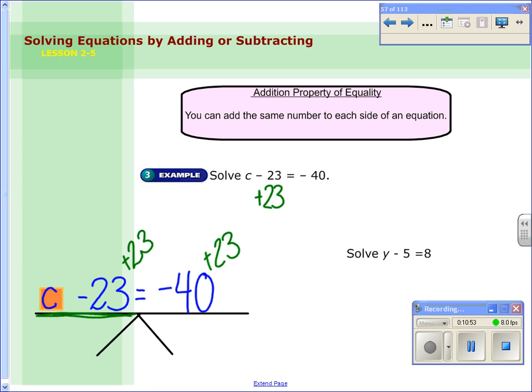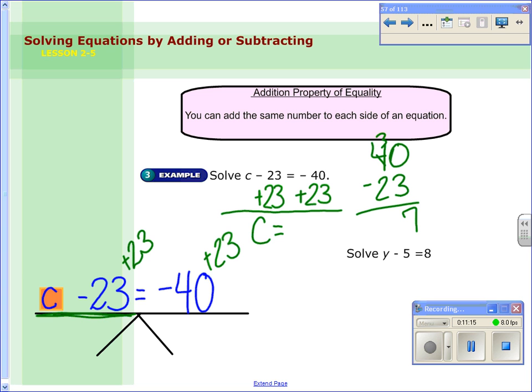Because if you look above minus 23, well, the opposite of minus 23 is plus 23. All right, and you're left with c equals, well, we have negative 40 plus 23. We have a negative and we have a positive number, so we need to subtract those two. 40 minus 23 is, well, 17. Then I look, 40 is a bigger number, it's on top, and 40 in the original was negative. So c is negative 17.